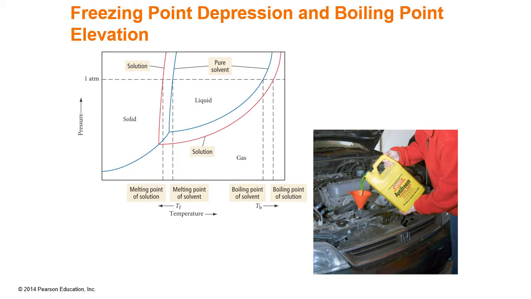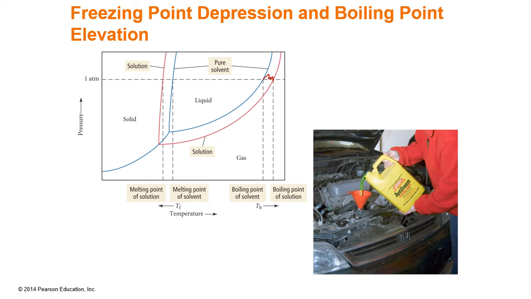This change in vapor pressure also affects our freezing point and our boiling point. So the vapor pressure lowering occurs at all temperatures, and this results in the temperature required to boil the solution being higher. So we actually increase the boiling point if we add solute into our pure solution. This is part of the reason why you add antifreeze into your car's radiator, because we're trying to increase the boiling point of the water so that it can cool your car more effectively.